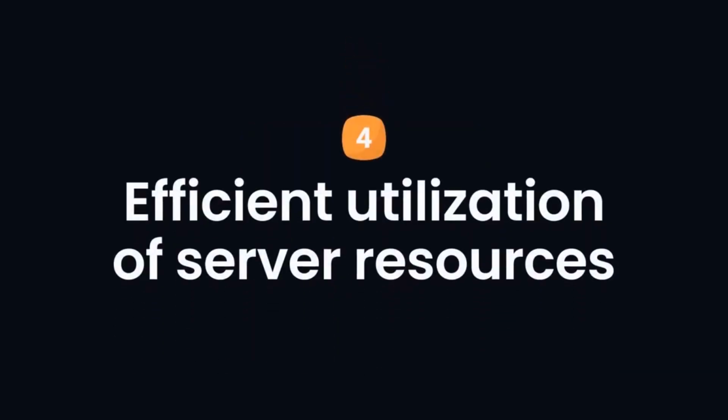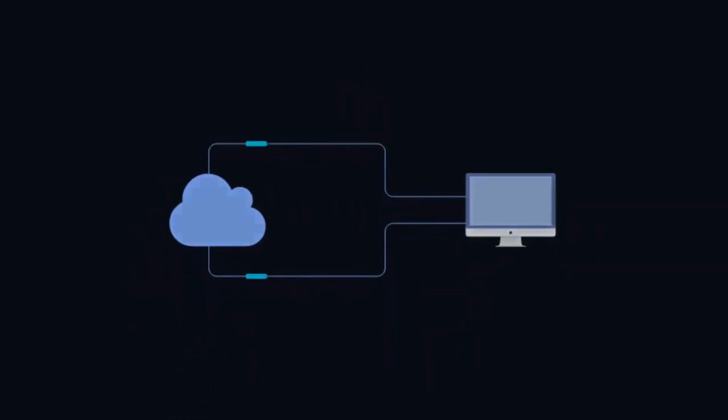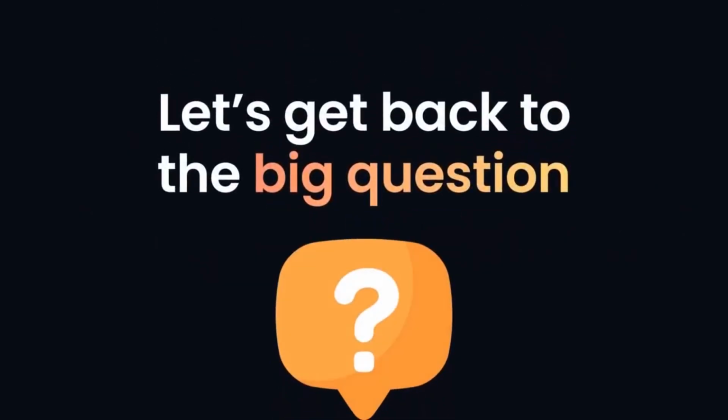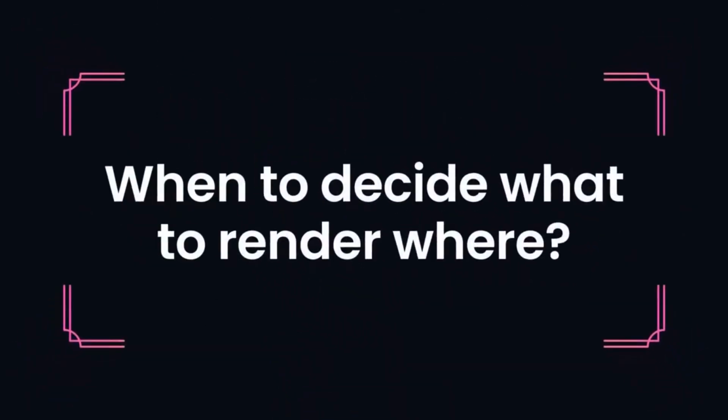Efficient utilization of server resources. By fetching data closer to the server, the time required to retrieve the data is reduced, resulting in improved performance. Okay, but let's get back to the big question. When to decide what to render where? A lot of question marks in that one single question.